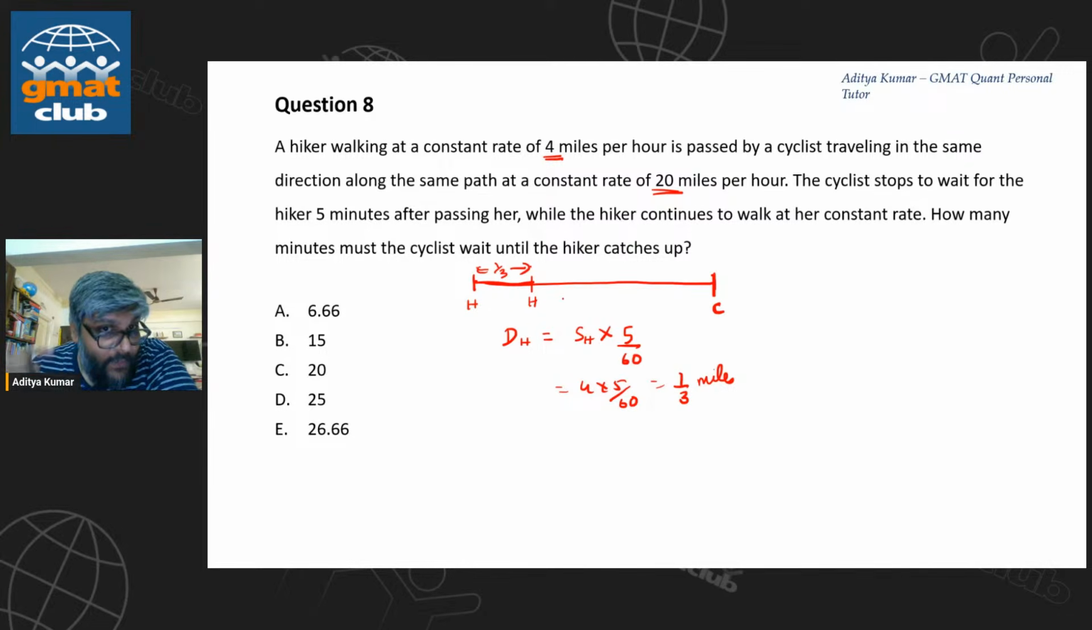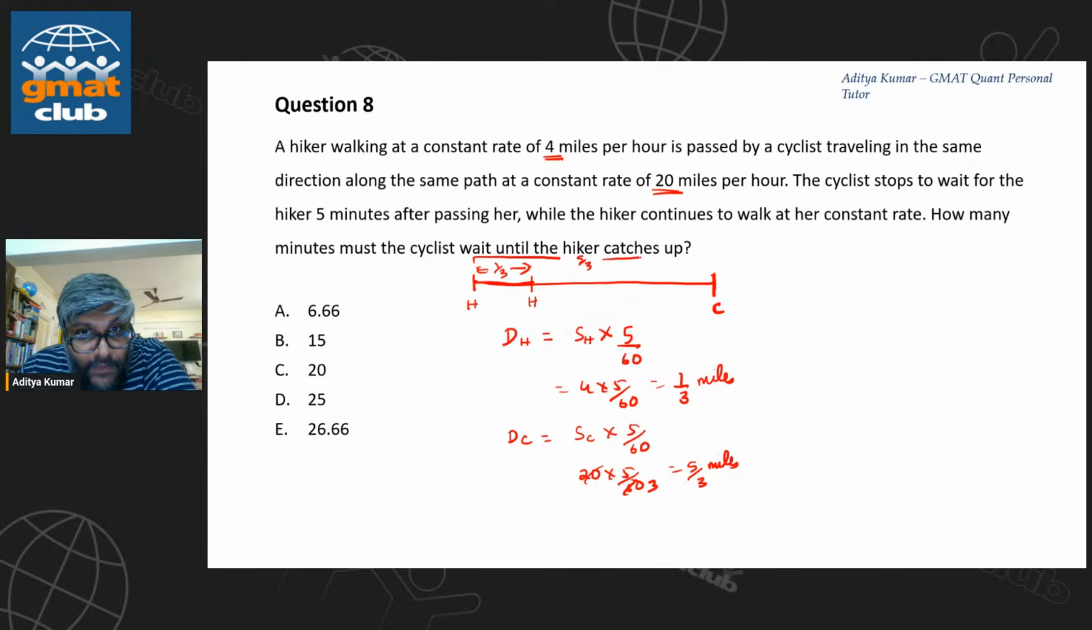You see, I'm only using my graphical representation at this point. In that same 5 minutes, the distance traveled by the cyclist is going to be what? It's going to be the speed of the cyclist into the time, that is 5 by 60. So that's 20 into 5 by 60. That is 5 by 3 miles. So the cyclist has traveled from here to here. That is 5 by 3 miles.